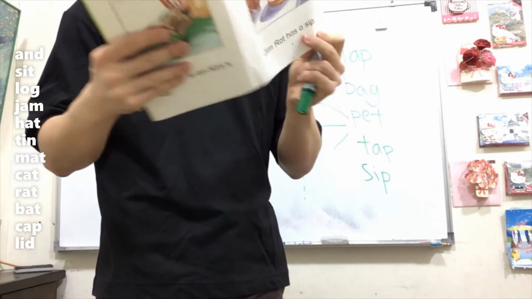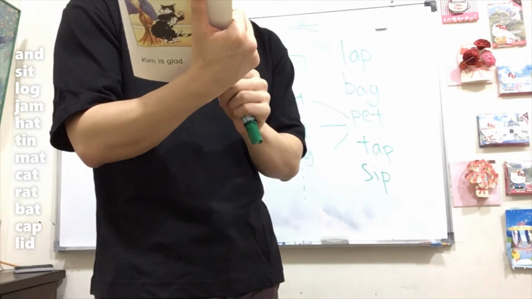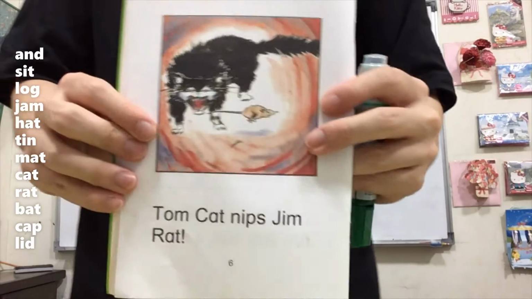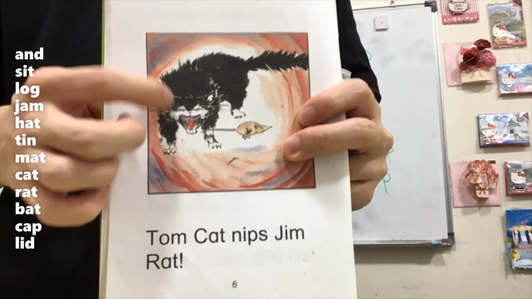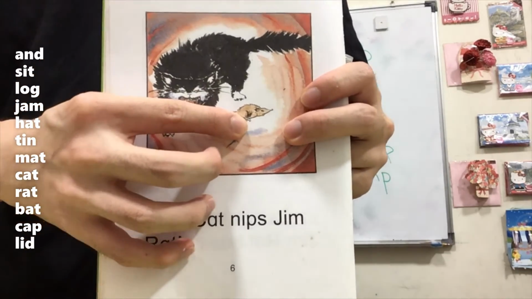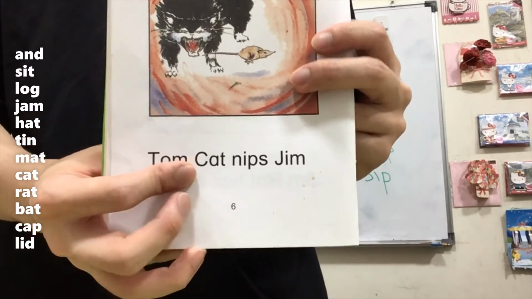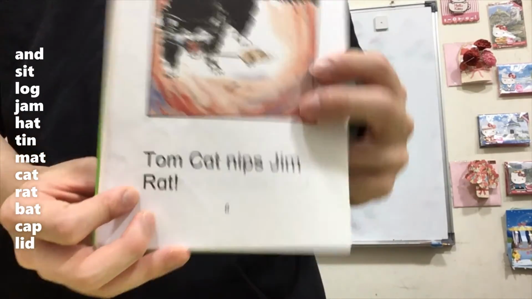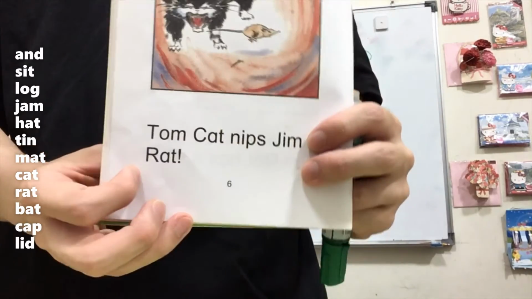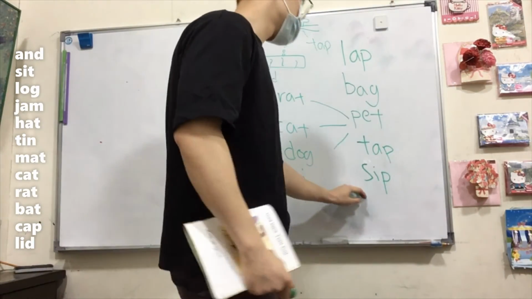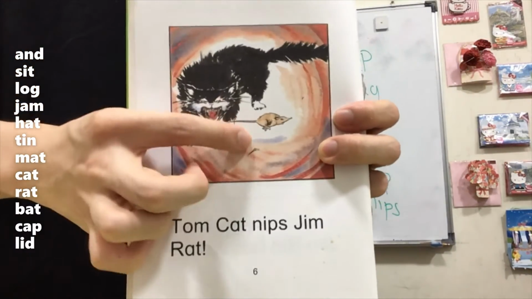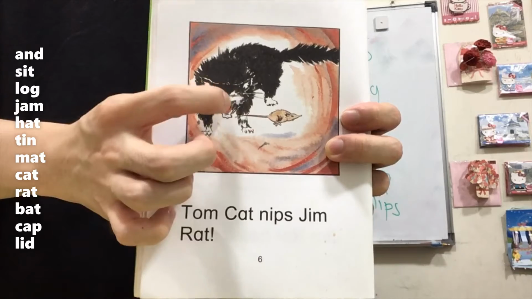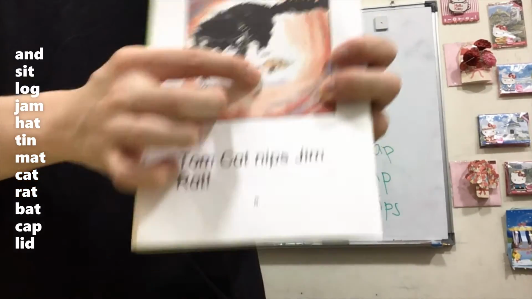Okay, so let's move on to the next page. Alright, on the next page you can see the cat and the rat. The cat is very angry here, and the rat is running away. So Tom Cat nips Jim Rat. The new word here is nips, N-I-P-S. The cat is trying to scare the rat away. So that's the word nips.